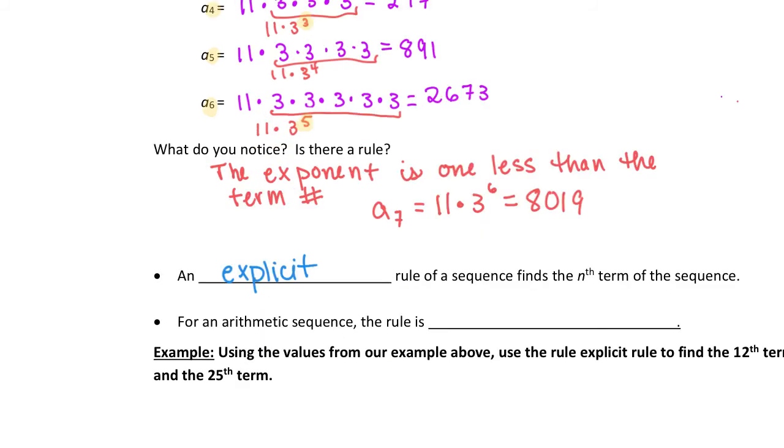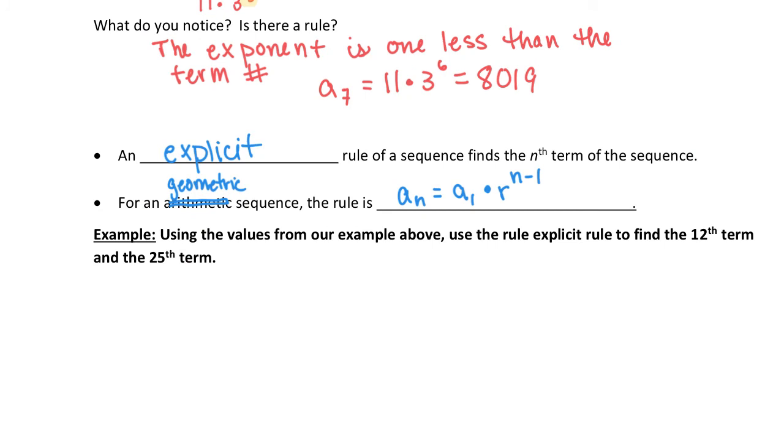So as a review, an explicit rule of a sequence finds the nth term of the sequence for an arithmetic sequence. Oh, and once again, sorry, this is what happens when you use old notes. Geometric. The rule is to find any number in our sequence. We take that first number. Remember, we started with 11, so a sub 1 was our 11. We're going to times that by our common ratio raised to that n minus 1.